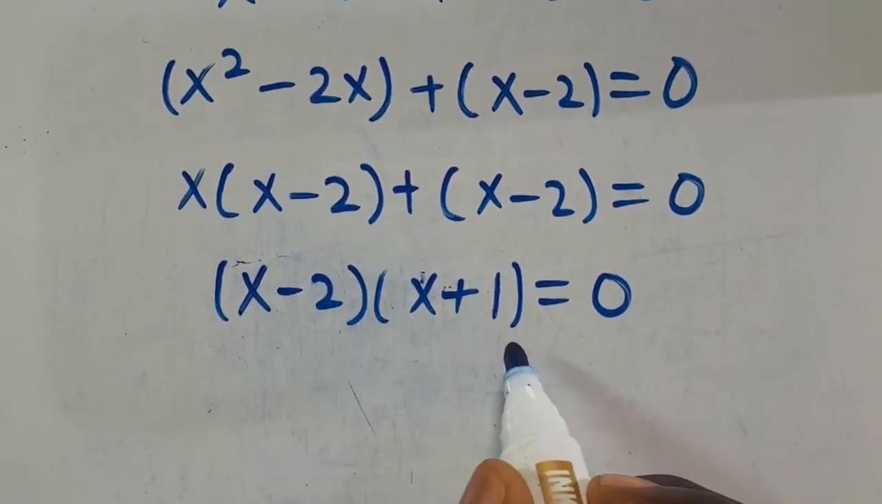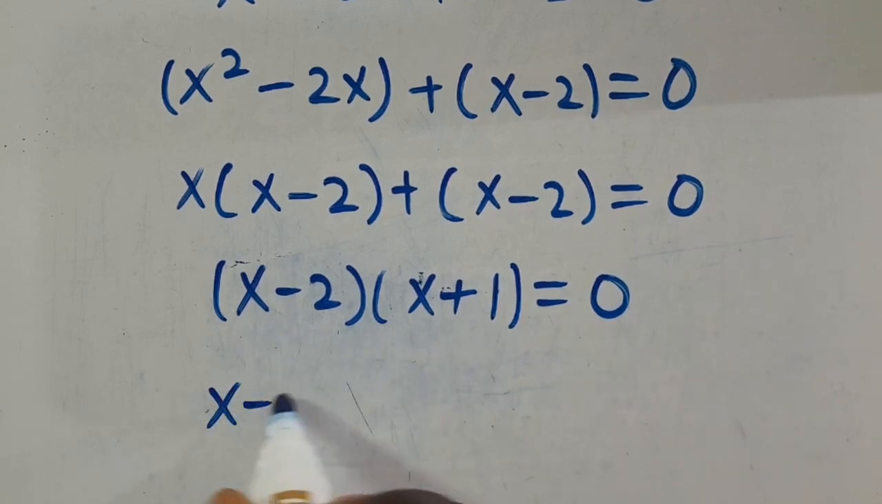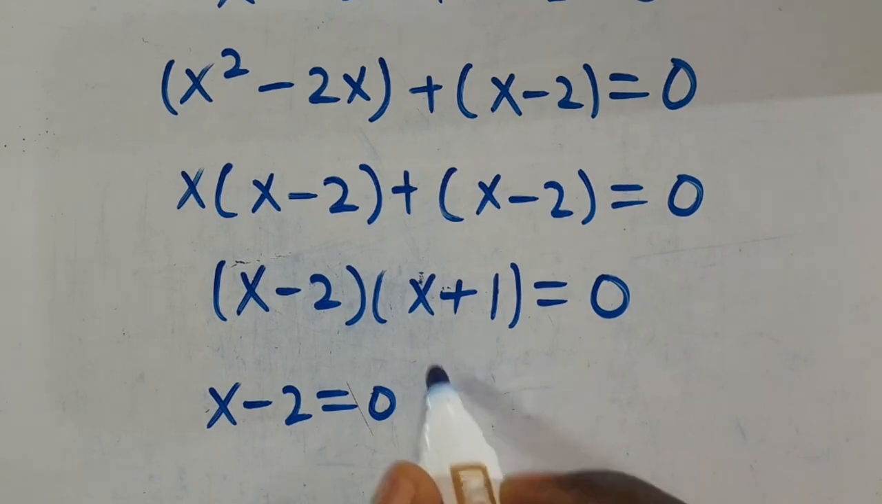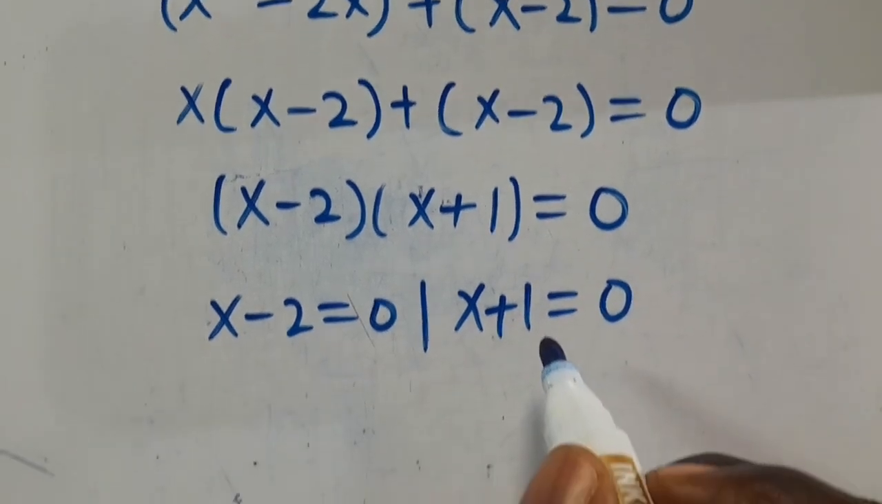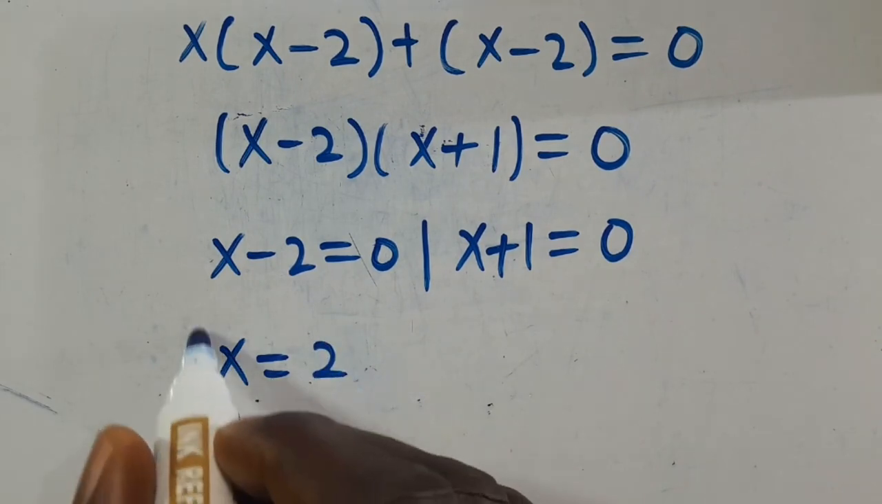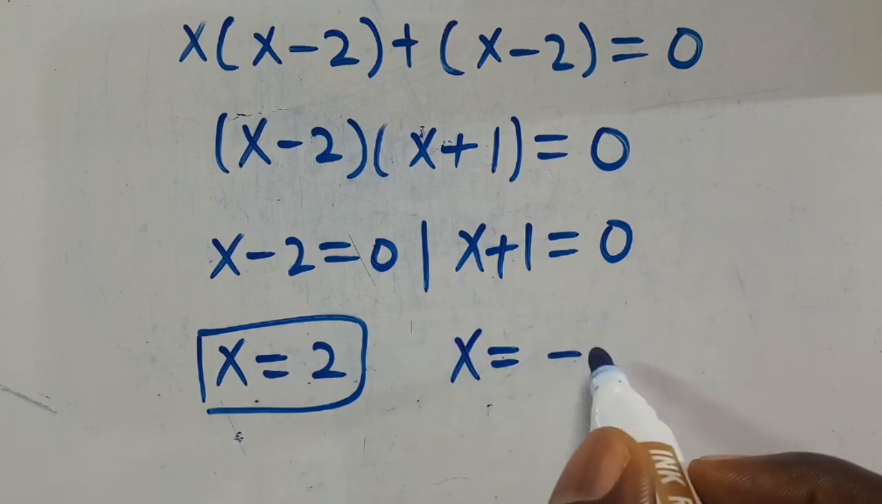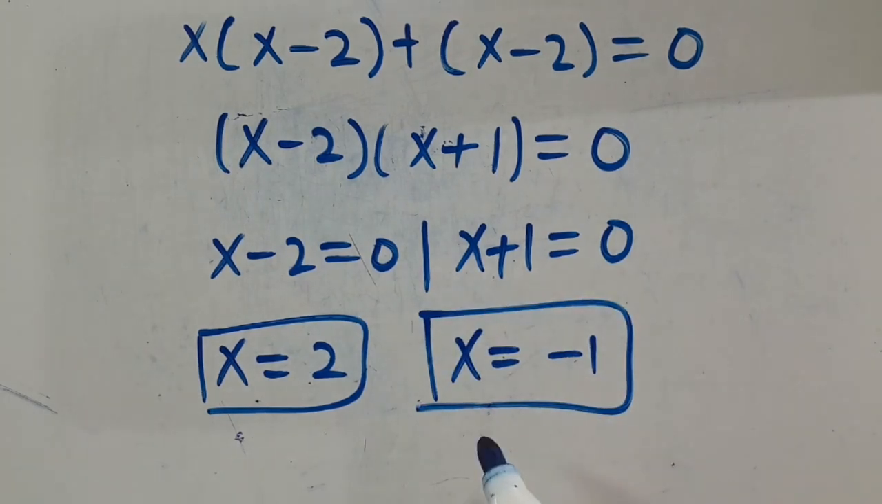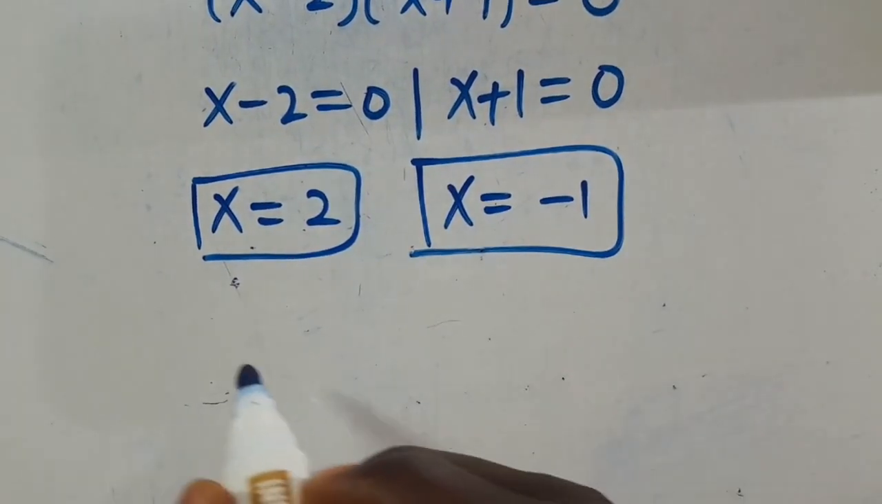Then what we are trying to say here is that for this particular expression to be 0, either we have x − 2 equals 0, or we have x + 1 equals 0. And so therefore from here, we are going to have x equals 2. Let's call it the first solution. Here as well, we have x equals −1 as the second solution. Now, that's for the first method.